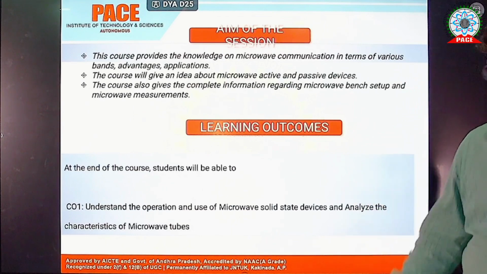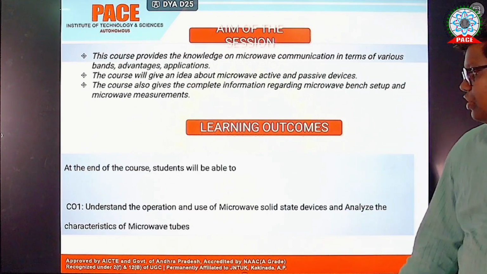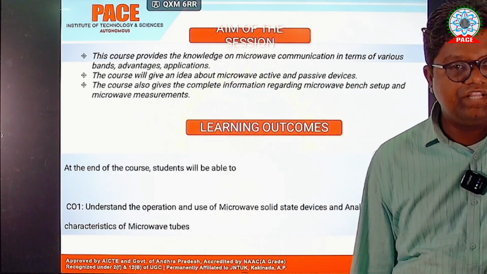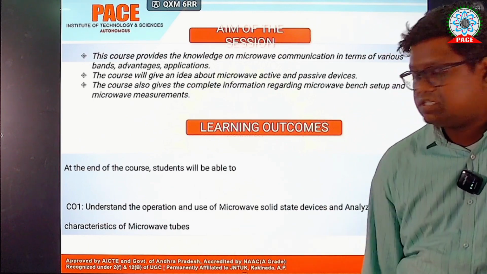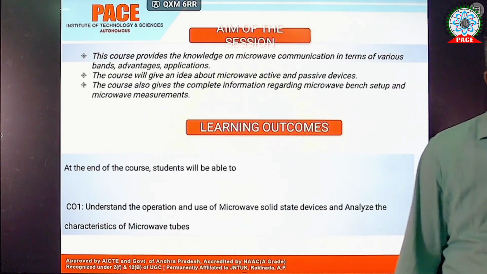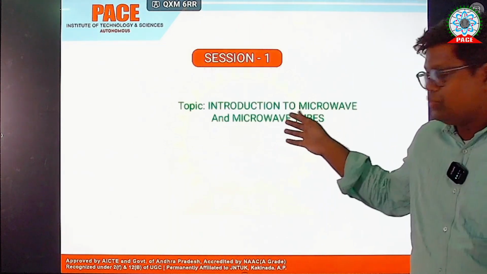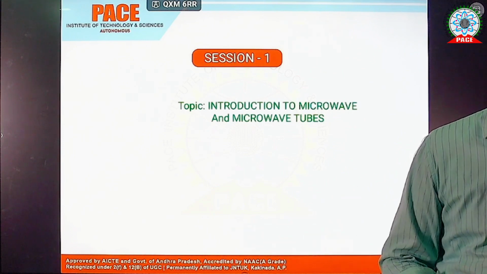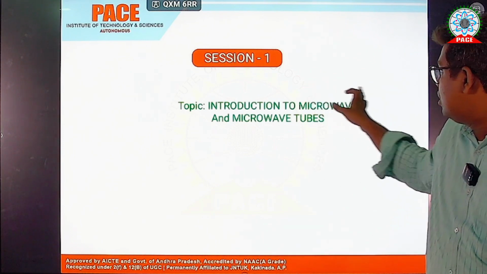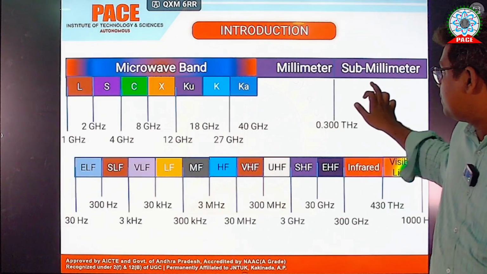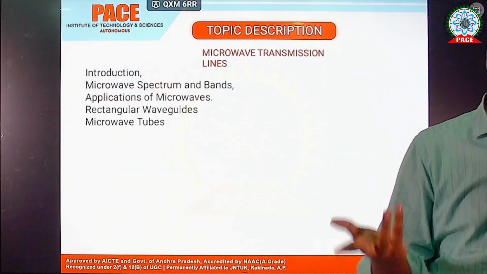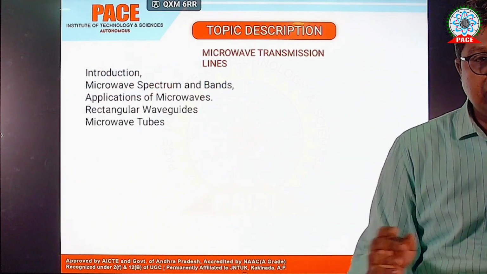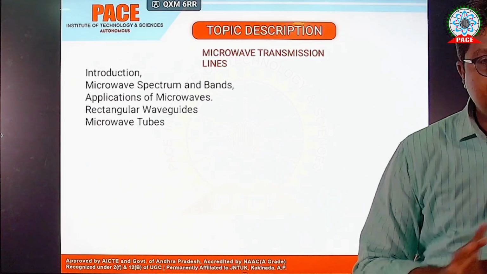So coming to the learning outcomes, a student will be able to understand the microwave solid state devices, microwave tubes, as well as the characteristics of microwaves. So coming to this session, today I will be telling about the introduction of microwave as well as microwave tubes. In this session, I want to cover the introduction, the microwave spectrum and its bands and its applications, as well as a small introduction to the rectangular waveguides, which are the basic microwave devices, as well as microwave tubes.